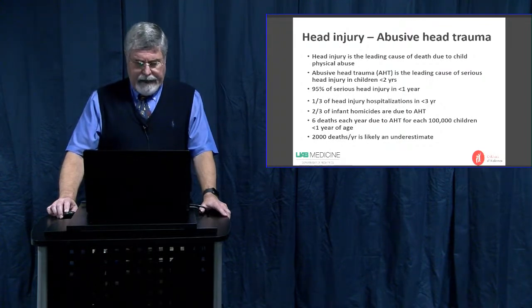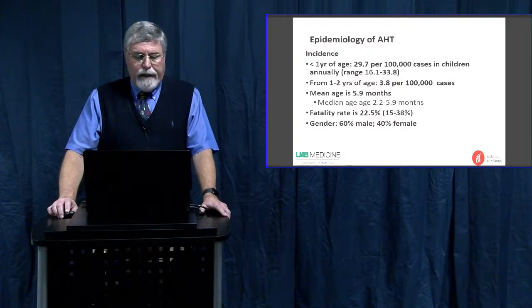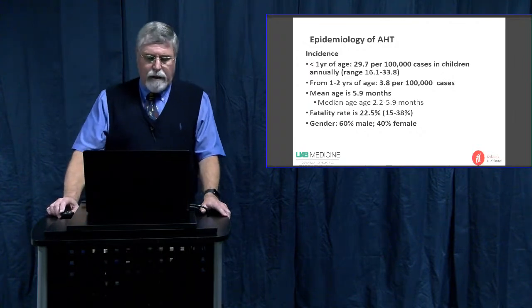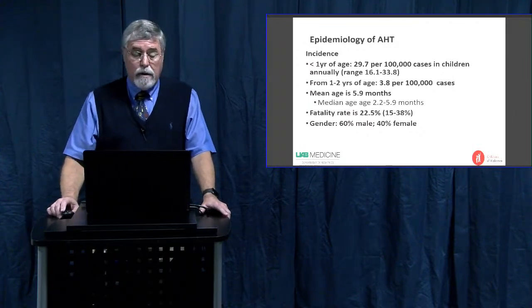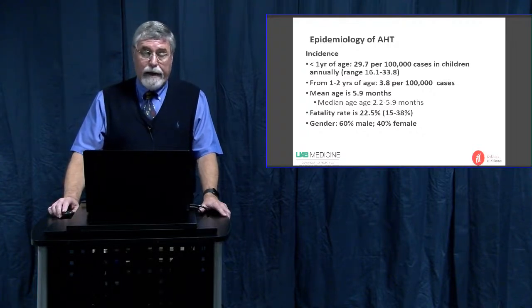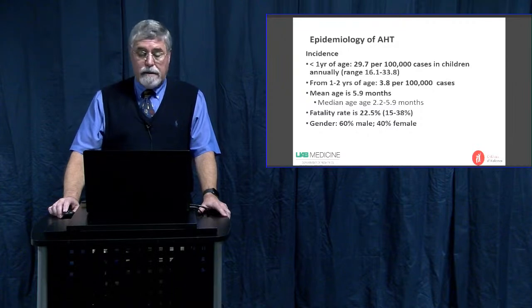It's roughly about 2,000 deaths per year in the United States. If you look at the incidence overall of abusive head trauma, under one year of age is when most of them occur, about 30 per 100,000, whereas it drops way down in the second year of life and even more so. The mean age is around 6 months, with the median and peak age for infant inconsolable crying, which is 2 to 6 months.